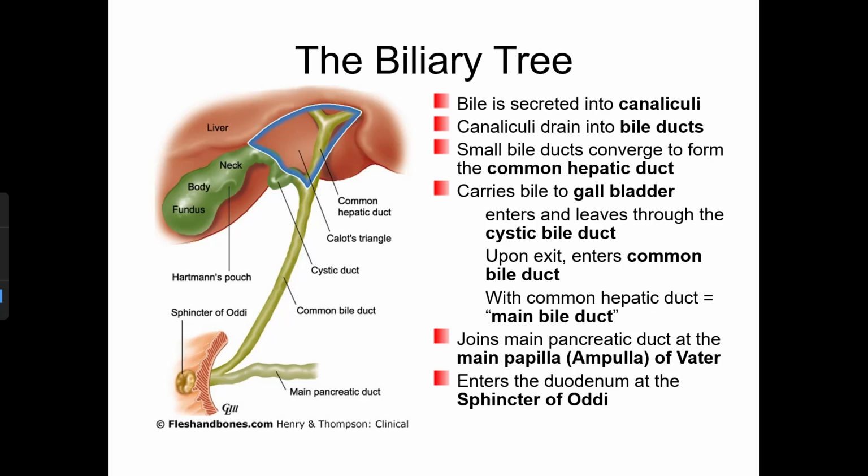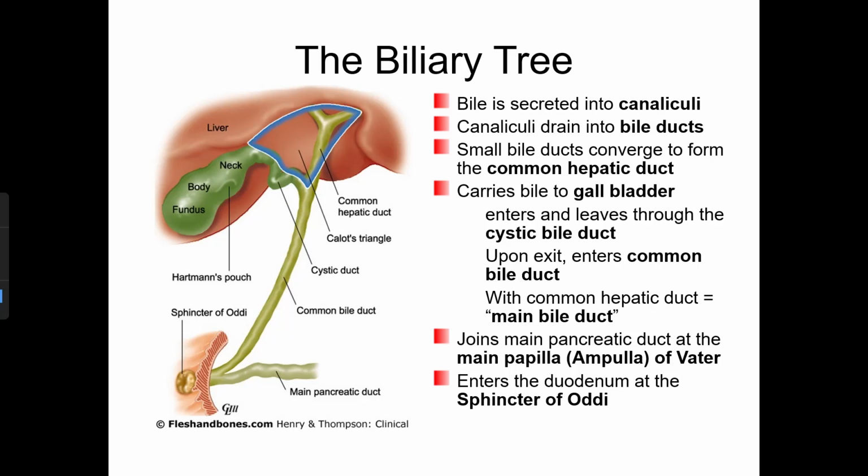So this is a diagram again of that biliary tree. So you have the gallbladder here. There is the common bile duct that goes into the duodenum, and then you have the main pancreatic duct. Bile is secreted into the canaliculi. Canaliculi drain into bile ducts.